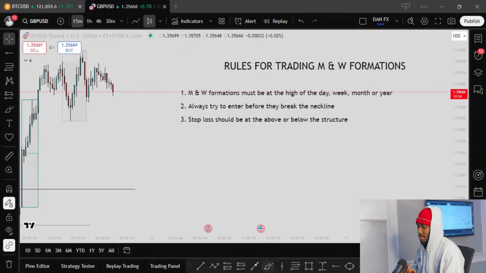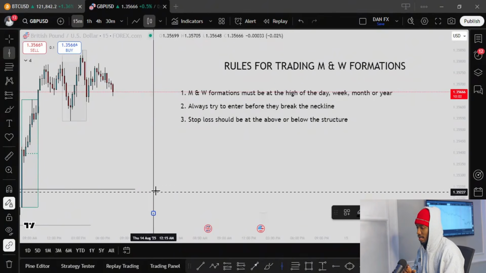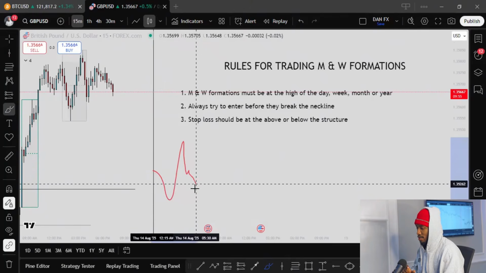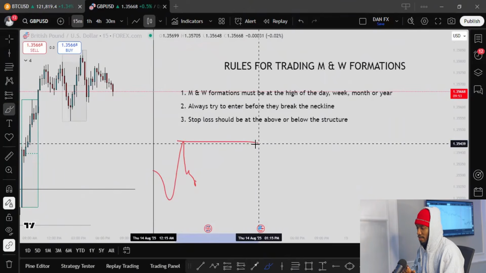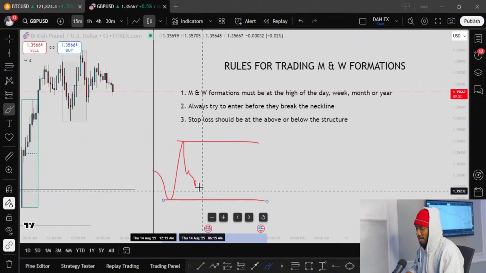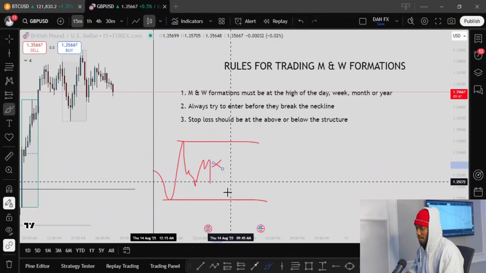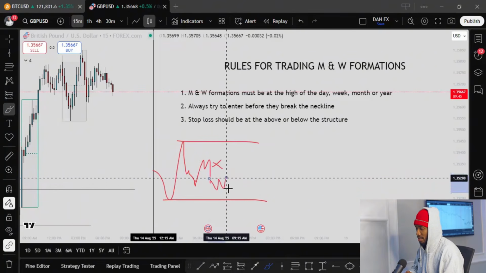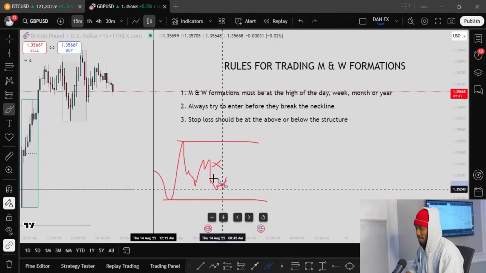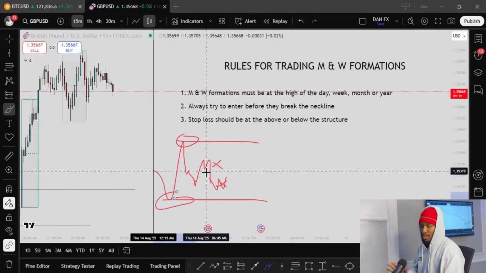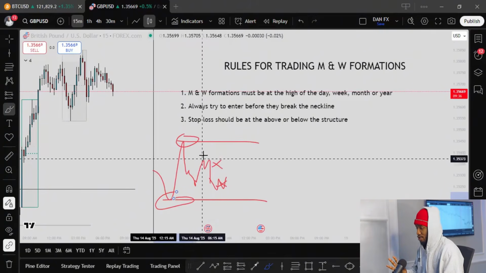For example, let's say the day starts here, and then maybe price does all this, and then price comes here. So this is the highest point for the day, and this is the lowest point for the day. And then all of a sudden you're seeing an M formation here like this. This is not an M formation. Or maybe you get a W formation here like this. This is also not a W formation. If this is the high of the day and this is the low of the day, price is at the middle, that is not a valid M or W formation.